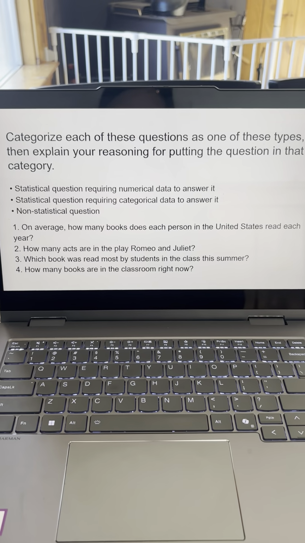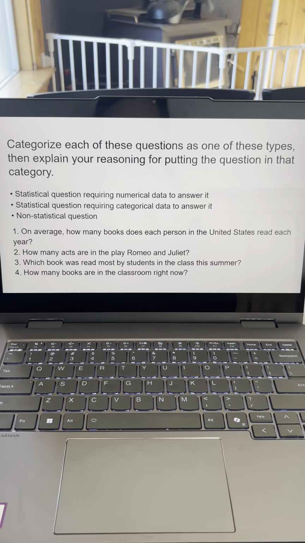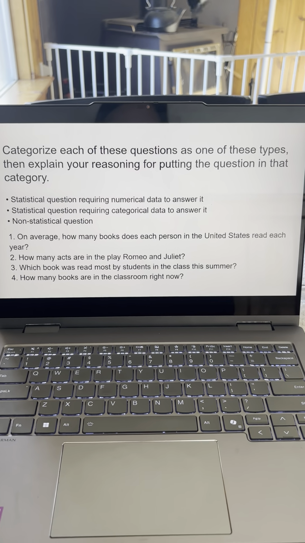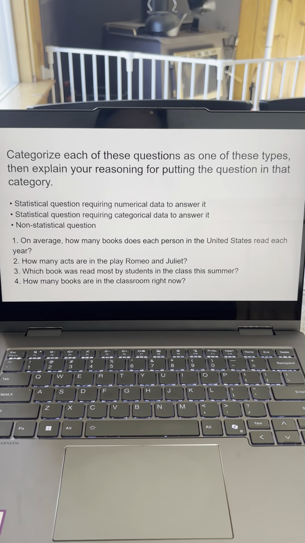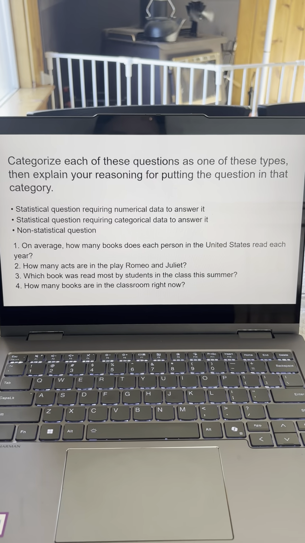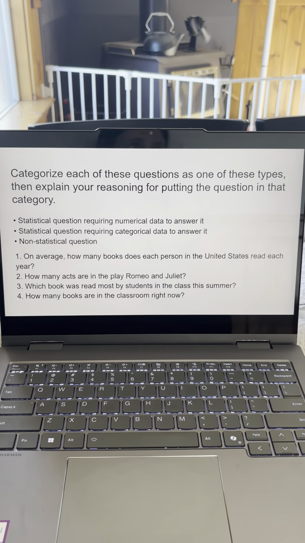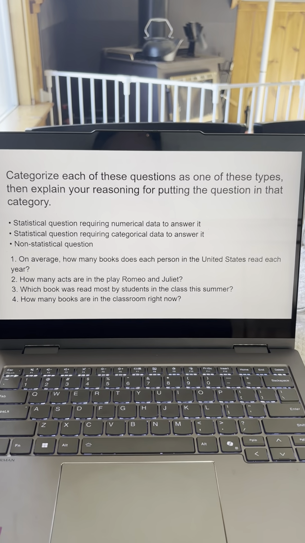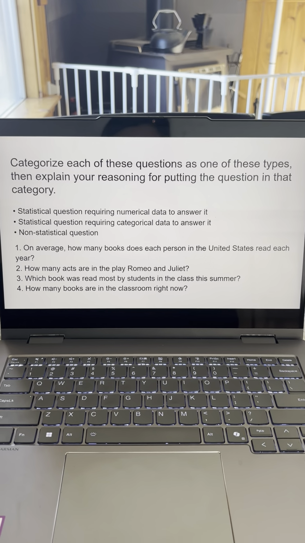So then we practice with the questions on the bottom, determining what type of question they are. So on average, how many books does each person in the United States read each year? That's going to be a statistical question with numerical data because it's always going to be a number. I read 52 books this year, or my sister read 10 books this year. So they're going to be different answers, but they're still a number answer.